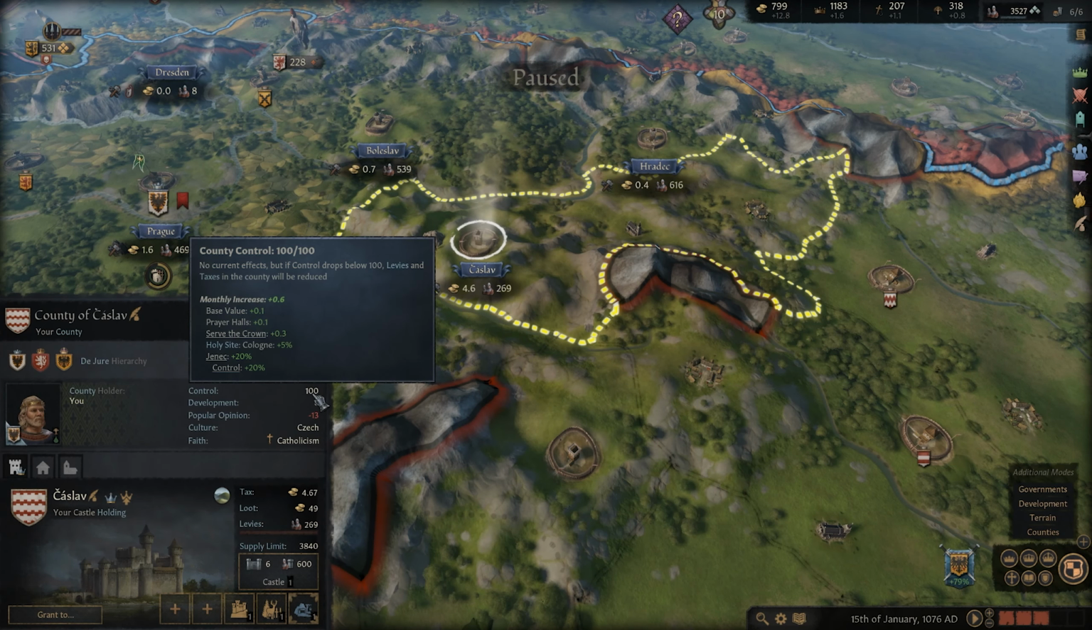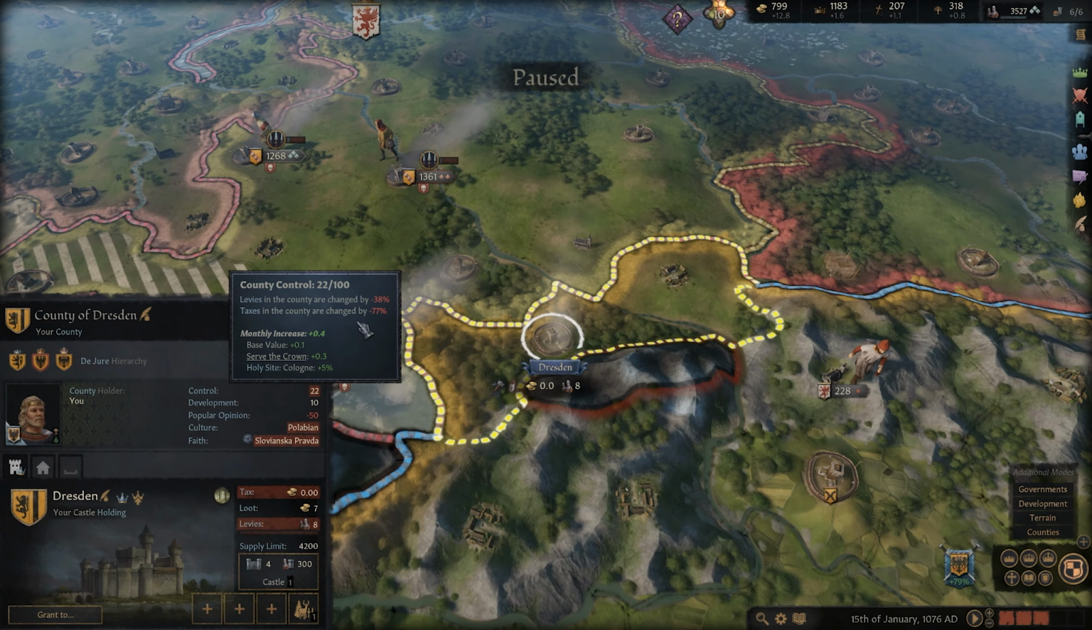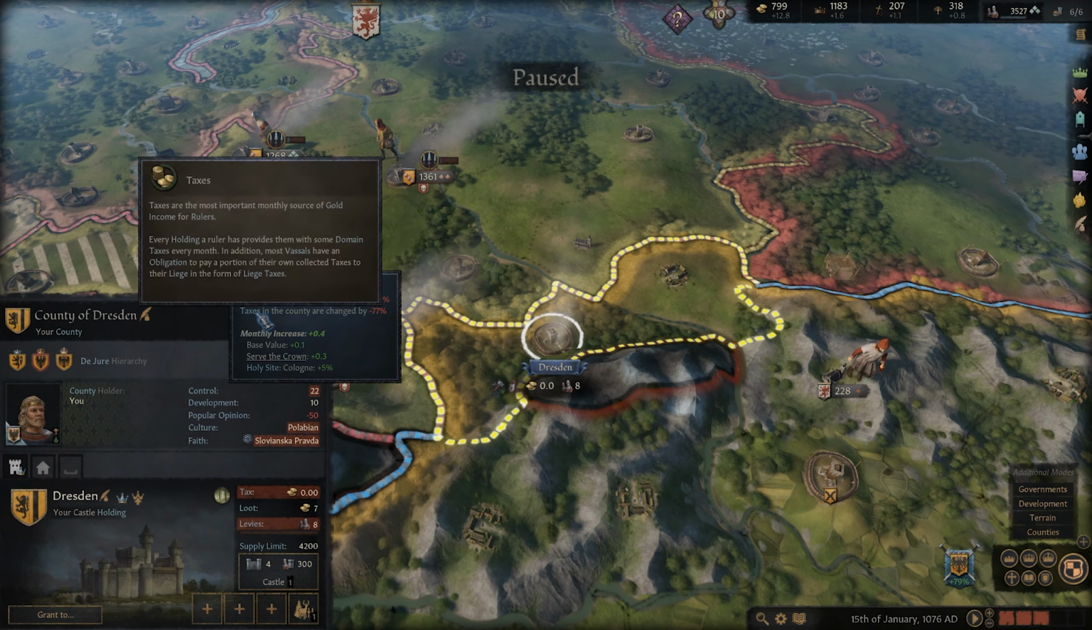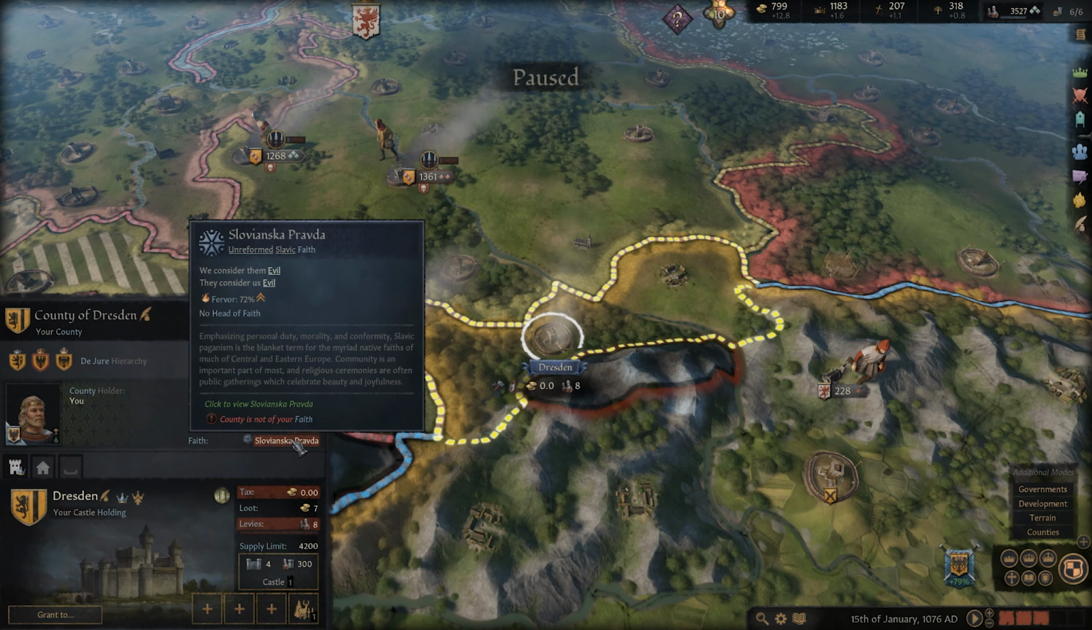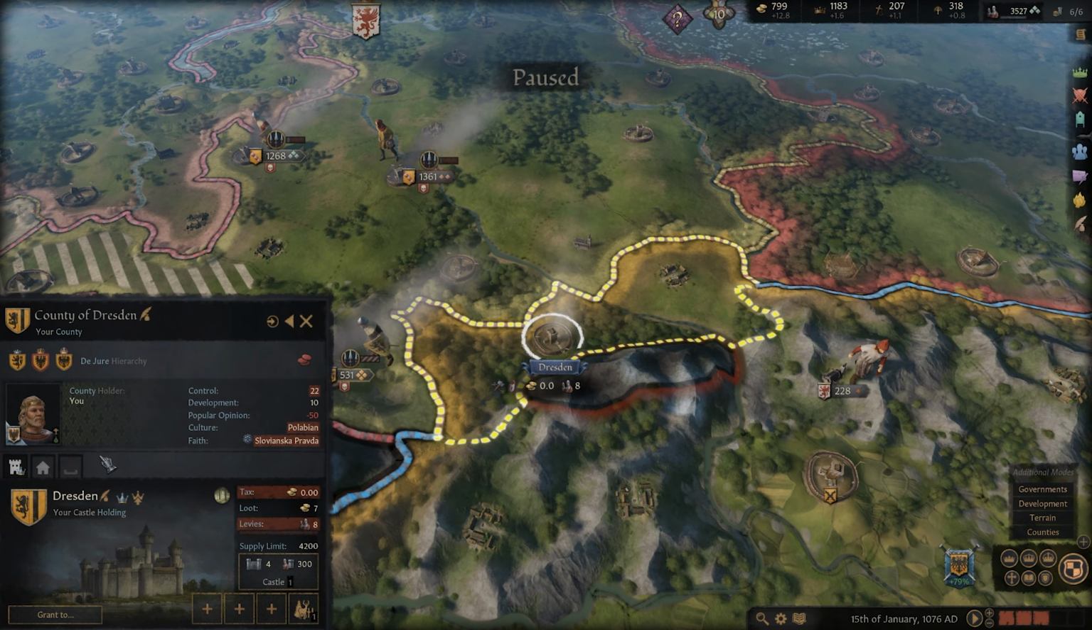It's pretty bad news for your domain counties to have anything under 100 control, as it can be very detrimental to your income with both taxes and levies. Now, control can be a very slow thing to get up and running, with temple buildings, your clergy's abilities, and holy sites lending a pretty small amount towards it every month. There are a lot less factors to it than development, which means you'll definitely need some help to get any low control counties back up to par.